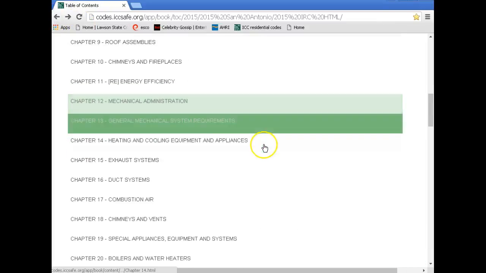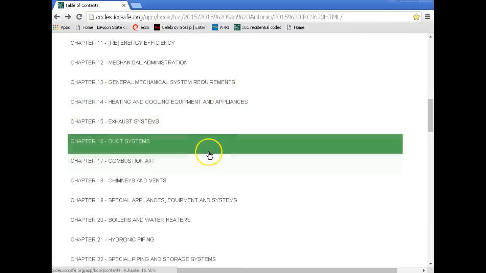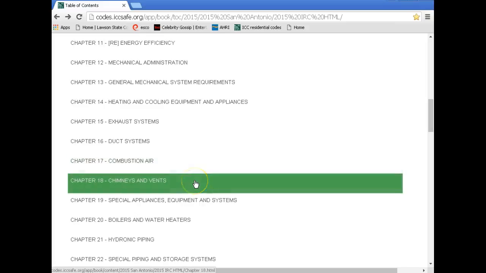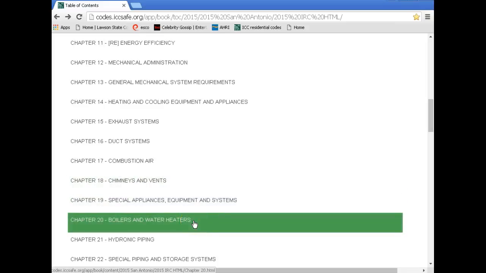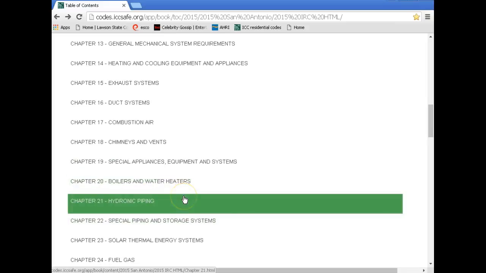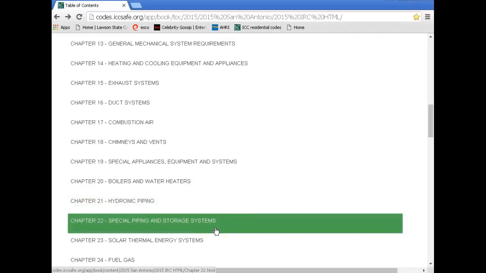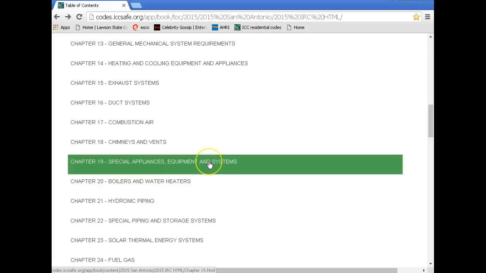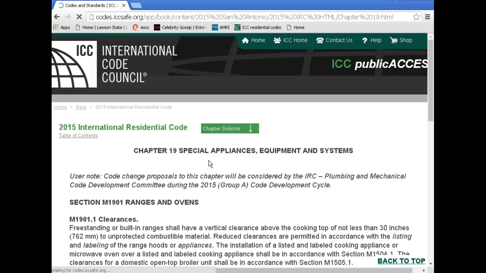Well, let's take a look at what we got here. Combustion air. All right, now the reason we're not going over combustion air and chimneys and vents, boilers and water heaters, hydronic piping, is because that's all in the fuel gas code. It's covered much more thoroughly there, okay? Let me look at special appliances and equipment, though, 19 for a second.